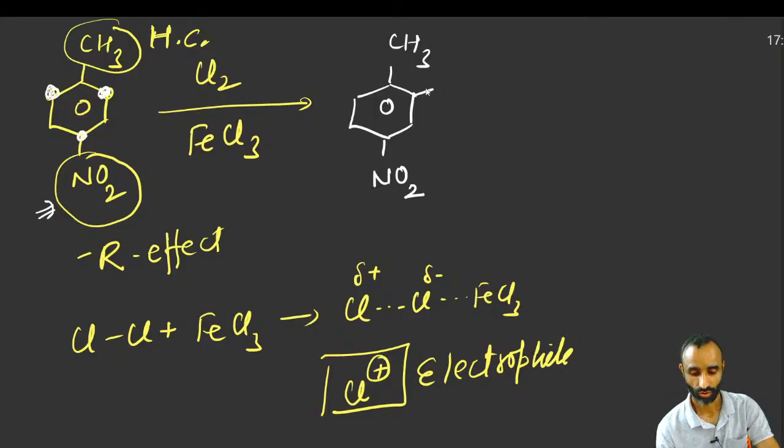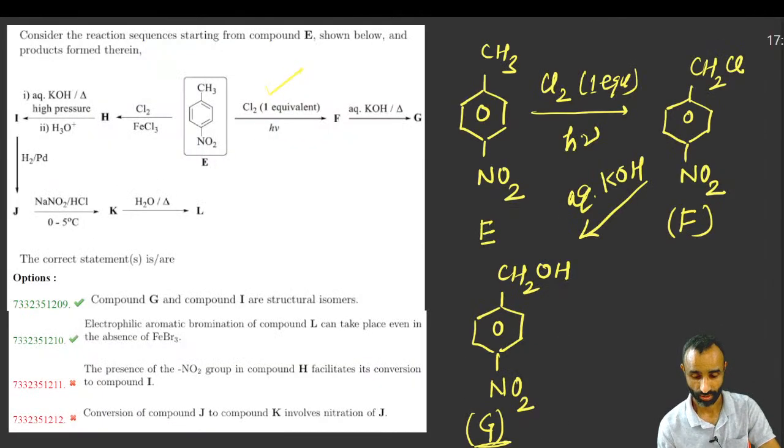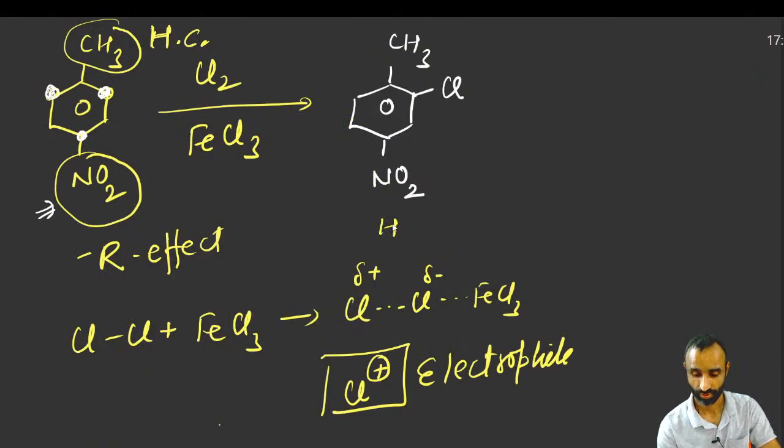Okay, so now CH3 will decide, right? But because NO2 also gives the same product, undoubtedly we get this product. Okay, there is no confusion at all. So this is your B, next one H. This is H.